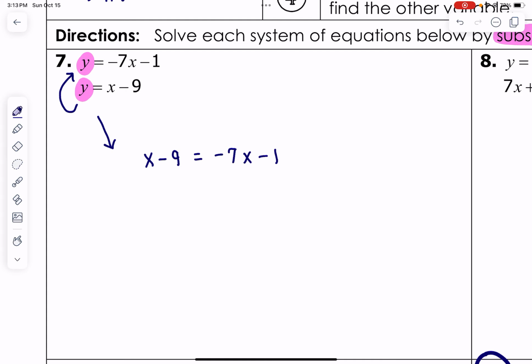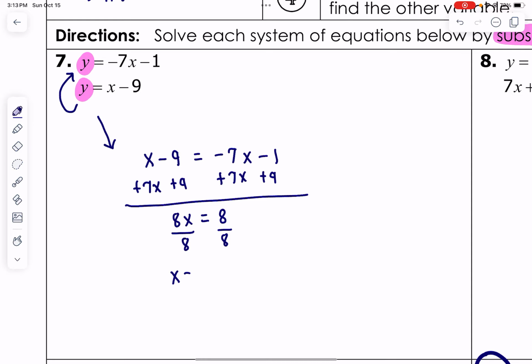So from here, what we could do is add 7x. You can also add the 9 at the same time. So you would have 8x equals 8. Divide by 8, divide by 8, and you get that x equals 1.